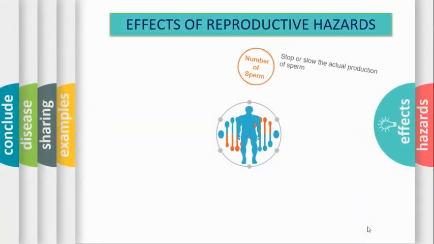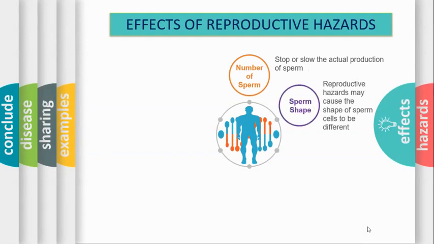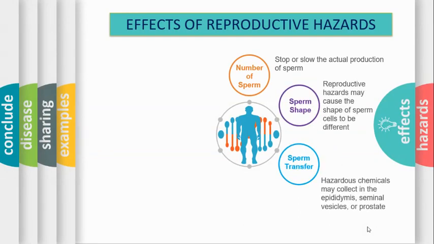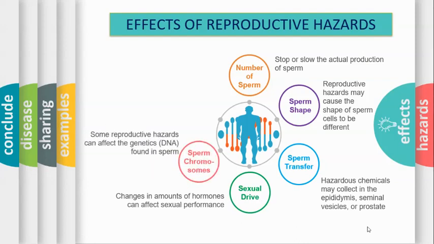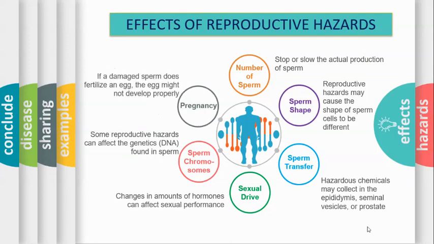The effects of reproductive hazards are: a lower number of sperm means that there will be fewer sperm present to fertilize an egg. Sperm with abnormal shape often have trouble swimming. The hazardous chemical may kill the sperm and change the way in which they swim and are carried to the egg or the unborn child.